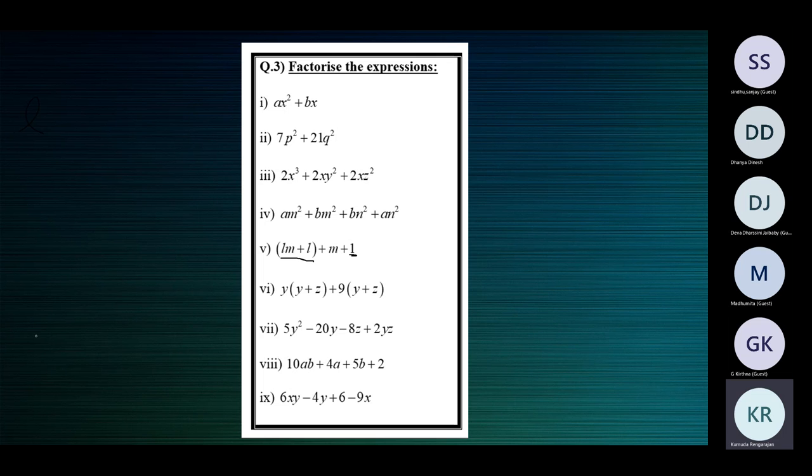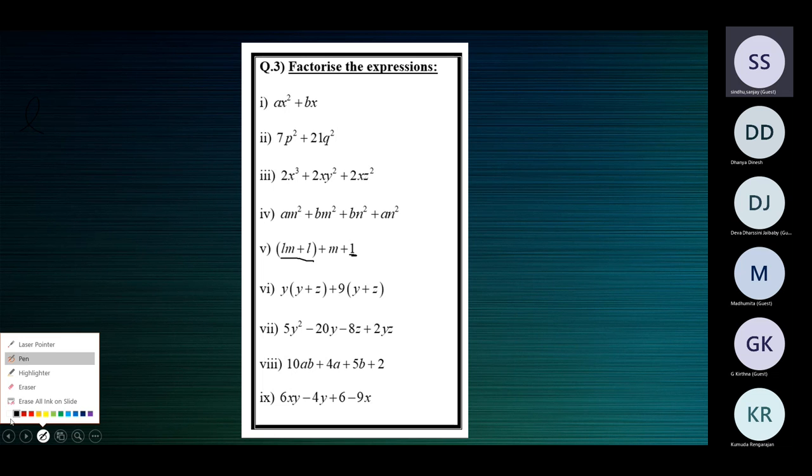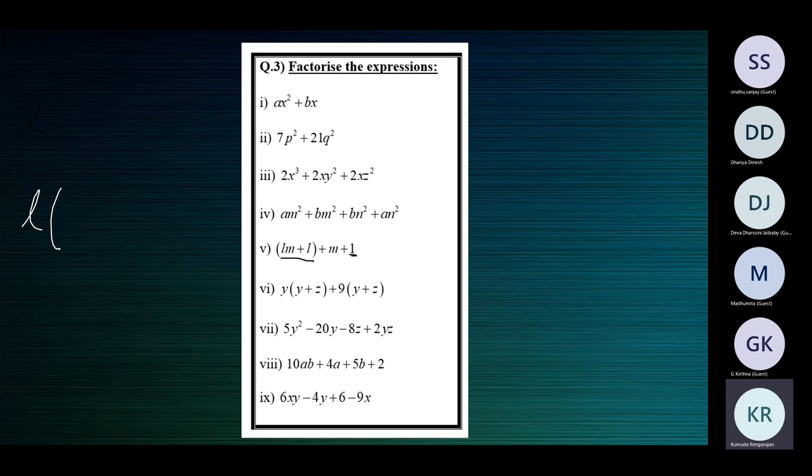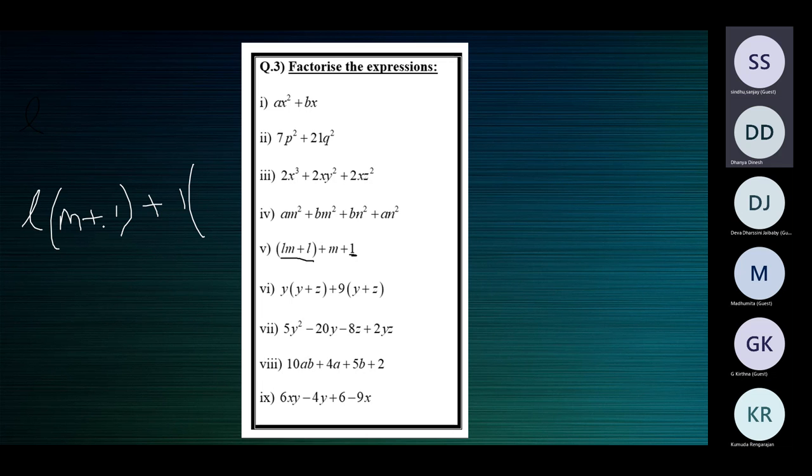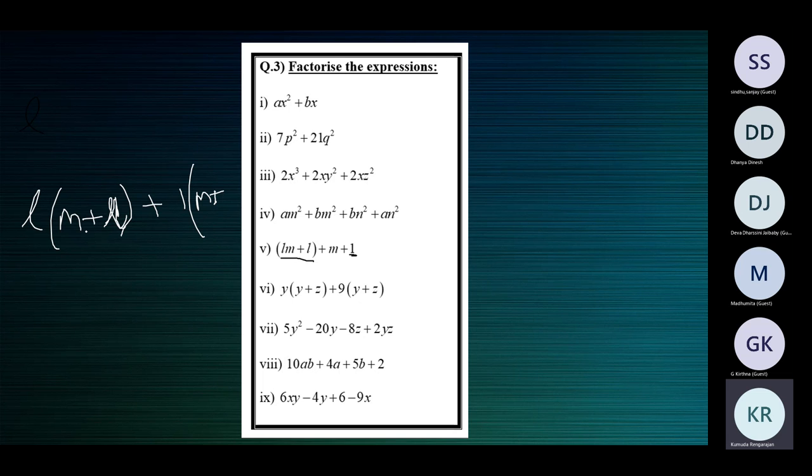So in the first bracket, l is common, right? Yes, ma'am. In the bracket, what do you get if you take out l common? M plus 1, because l into 1 is l. Plus, what's the HCF of m and l? 1, ma'am. In the bracket? M plus 1. One minute, I'm not able to annotate. Lm plus l plus 1 into m plus l. All of us understand this?